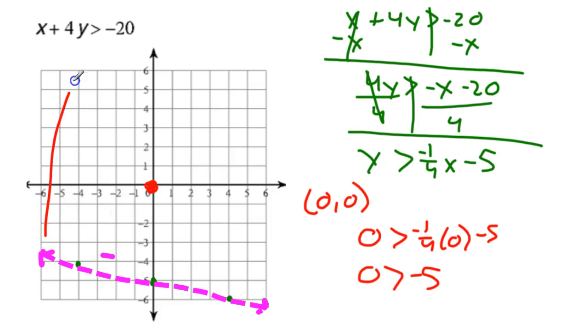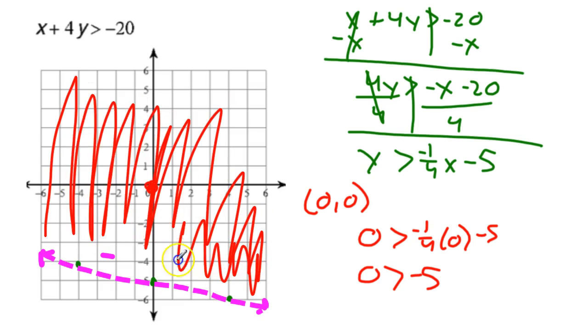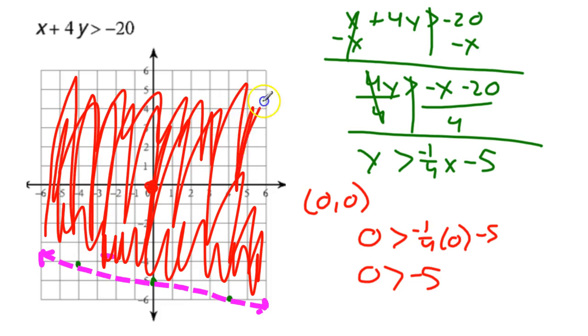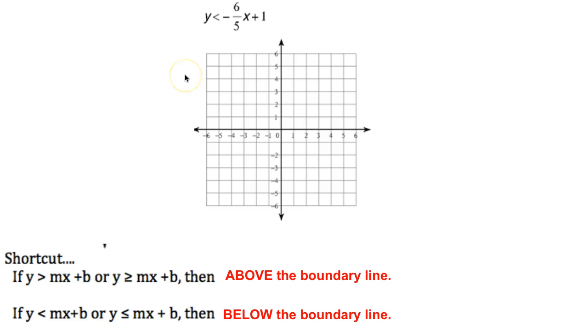So that means every number above the line will be shaded, and every ordered pair will work. Alright, so bam, shaded. Everything above here works. Everything below the line does not work. Alright, so the first way of graphing these was testing a point. That's how you found out what side was shaded. Now I'm going to show you the shortcuts.